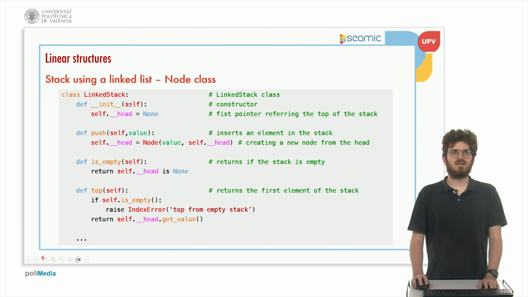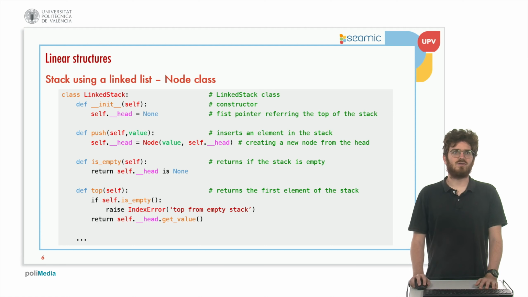Now let's implement the actual stack. We will call it the linked stack. First, the constructor. We just need a head node, because now the stack will not contain the full list, but just a reference to the first element, which will contain a reference to the second one, and so on and so forth. Initially, this list is empty, so the head node is none.